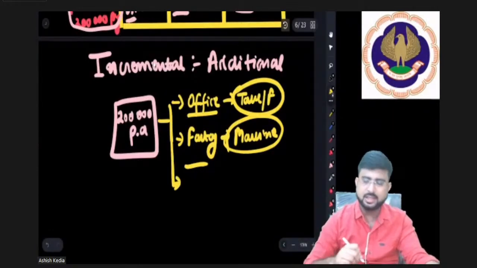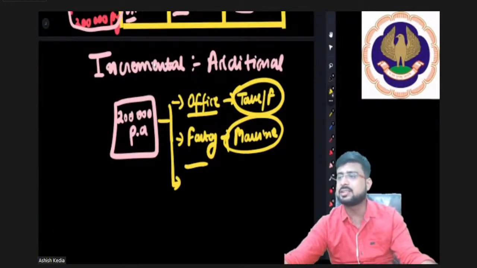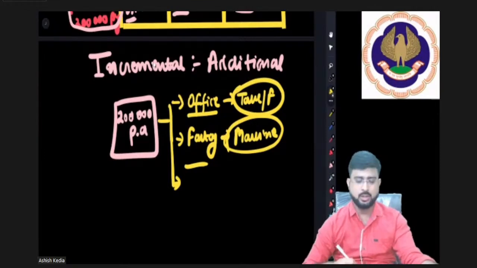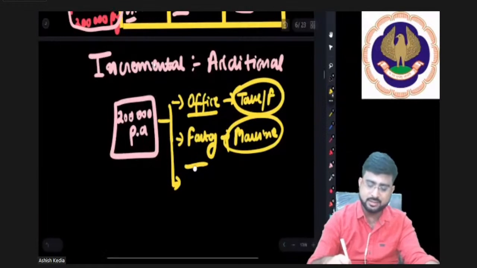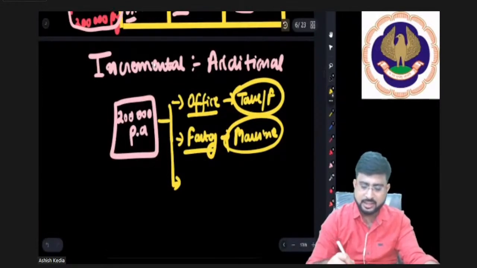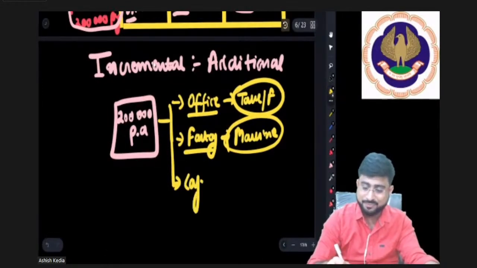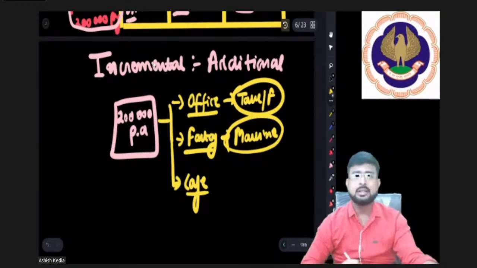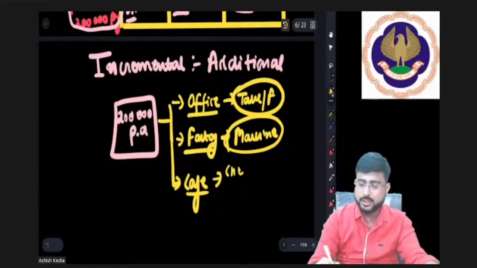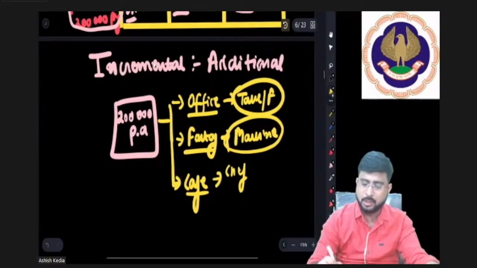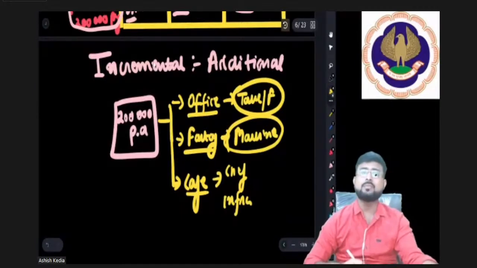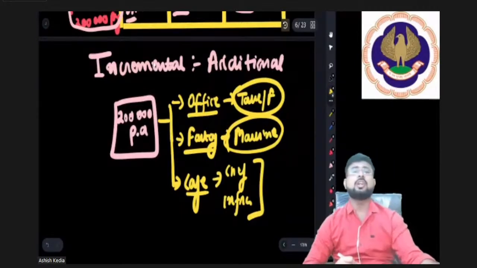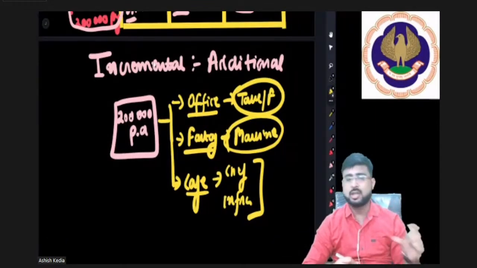Similarly, let's take another example. Office gone, factory gone. Let's say the third thing I decide is, after office and factory, to start my own cafe. So I will have to hire a chef, I will have to ensure adequate sitting arrangement and everything, basically the entire infrastructure I have to work on. That is additional cost. So incremental cost is the additional cost.